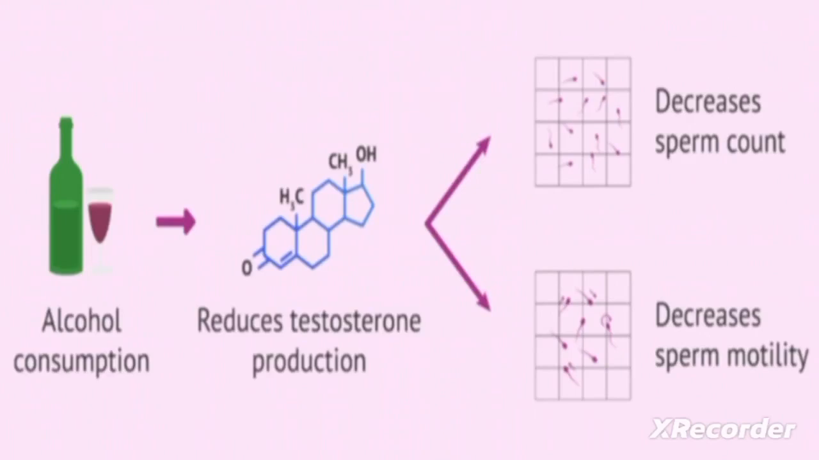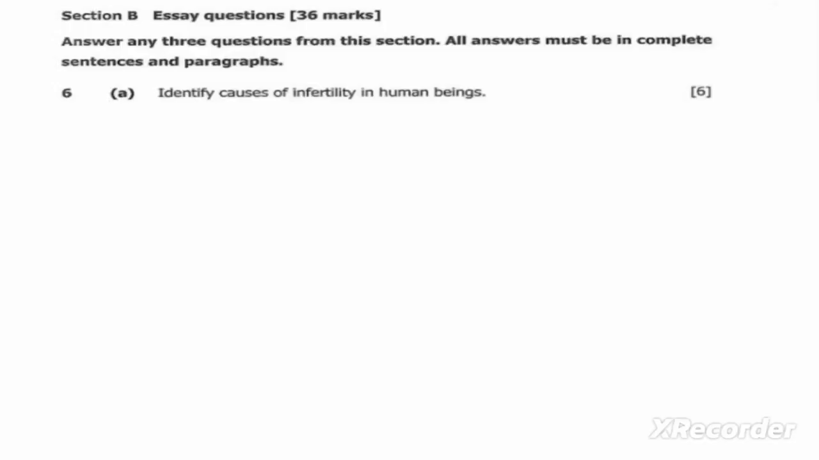Sperm motility means the ability to propel. A sperm is made up of a tail that acts as a propeller to propel through the semen fluid. So alcohol may reduce this motility, this ability or locomotion of the sperms, and this may lead to infertility.